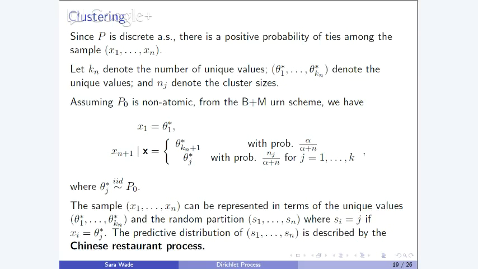So our sample, x1 to xn, can be reparameterized in terms of the unique values and the random partition. So these are the labels which tell me which cluster each subject is in. So Si is equal to j if the ith subject is in the jth cluster. So if I know the partition and I know the unique values, I know the values of X, right? And conversely, if I know X, I know the unique values, and I know the labels of each subject. So if I just look at the predictive distribution of these labels, this is known as the Chinese restaurant process.